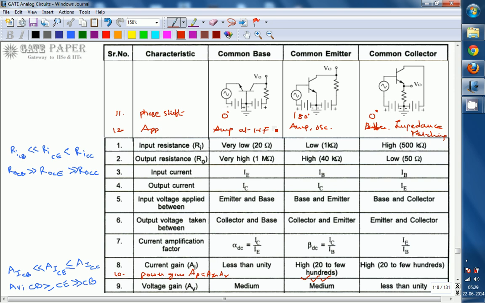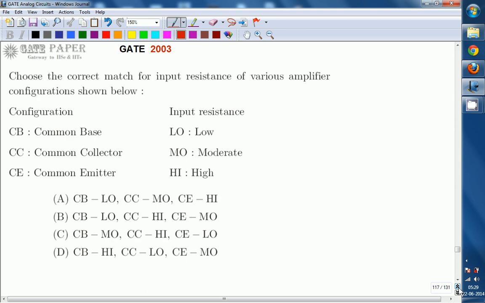So our question is related to comparison of these three configurations only in terms of Ri, the input resistance. So the right answer can be written like this. Common base has the lowest input impedance, common collector has the highest input impedance, and common emitter has moderate input impedance. So the right answer is B. Thank you.